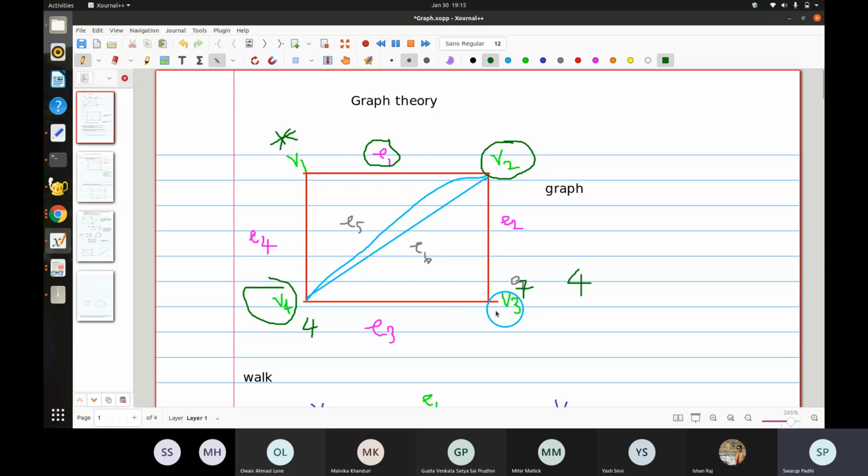So even if it has a loop on itself, we won't count V3 as a neighbor of itself. Anything apart from itself which is connected to it is going to be in the set N of V.